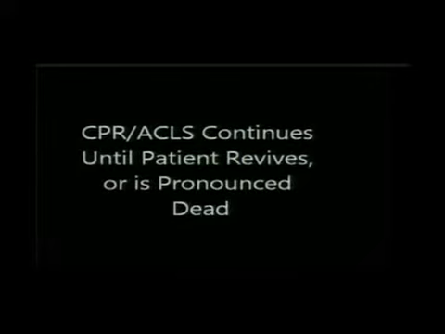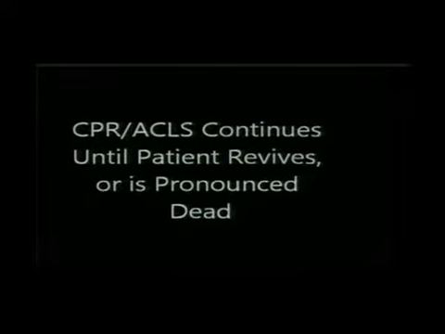So you continue the CPR and the advanced cardiac life support until one of two things happens. Either the patient revives or the patient is pronounced dead.